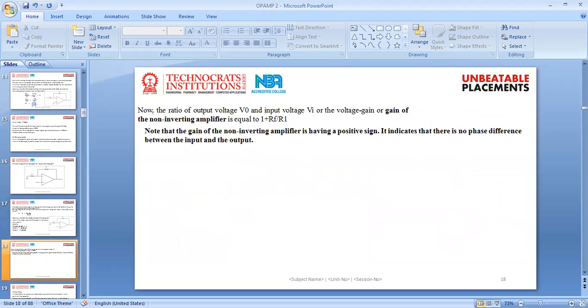Now, the ratio of the output voltage V0 and the input voltage Vi, or the voltage gain of the non-inverting amplifier, is equal to 1 plus Rf by R1. Note that the gain of the non-inverting amplifier has a positive sign. It indicates that there is no phase difference between the input and output.